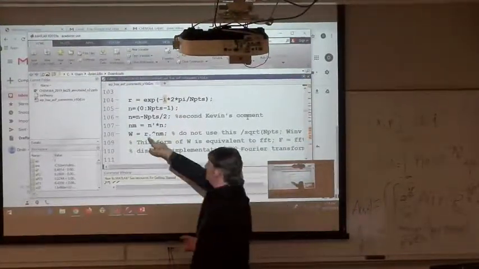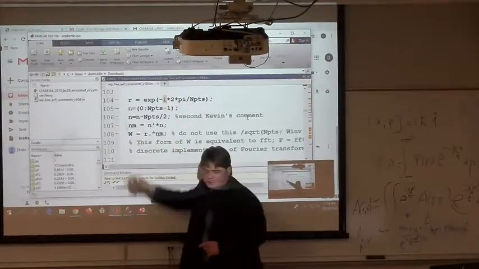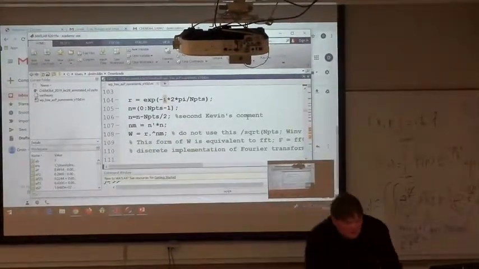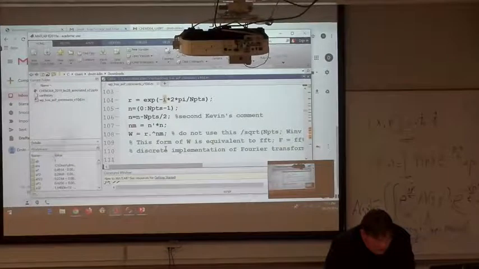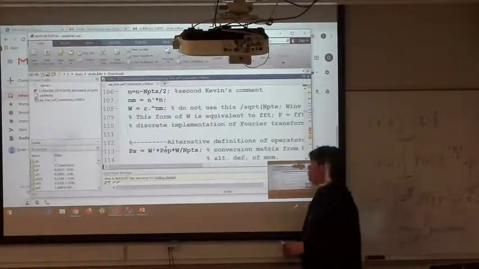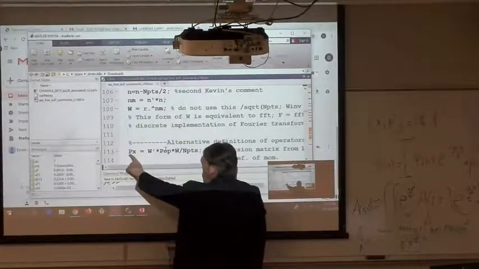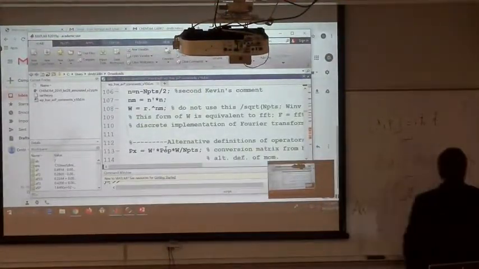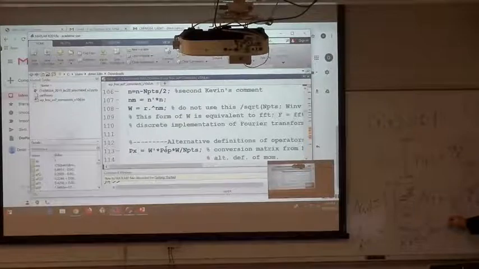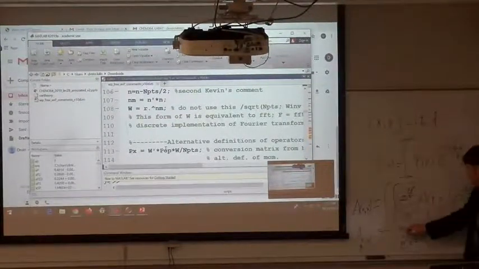So if this is done correctly, this W operator will be the implementation of the Fourier transform. And then if you want to convert from momentum representation into X representation, it will be W prime.